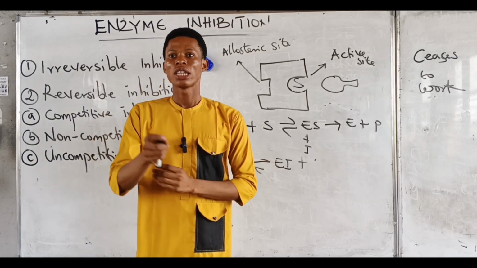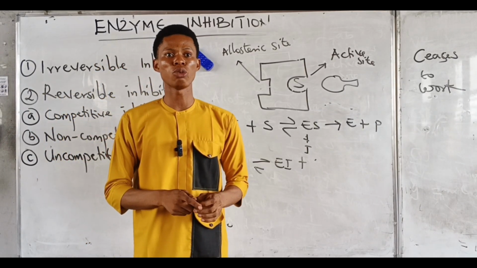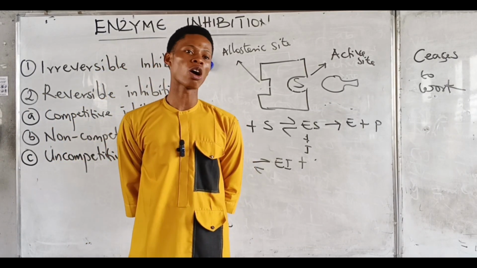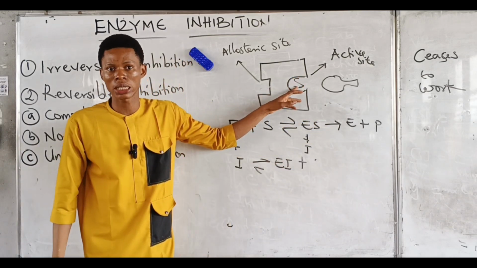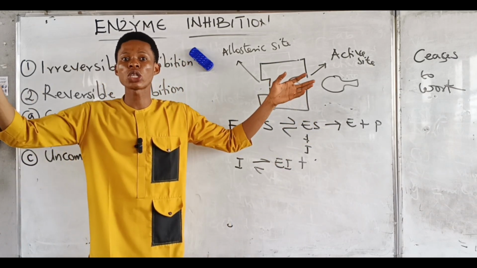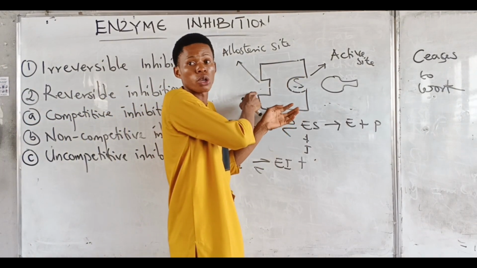Listen carefully. Increasing the substrate concentration in non-competitive inhibition, can it make the inhibitor fall out? No, they are not binding in the same place. So if you are increasing the substrate concentration, substrate will just be moving around this place. Substrate will not be coming here.